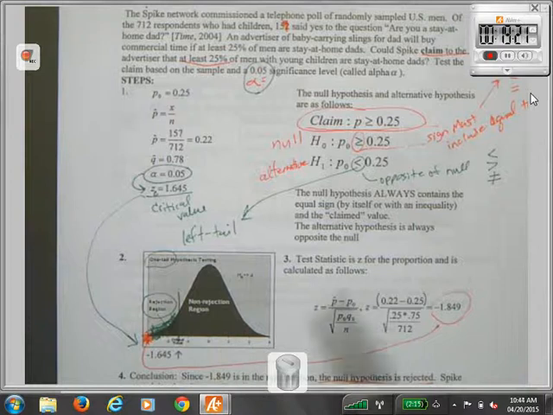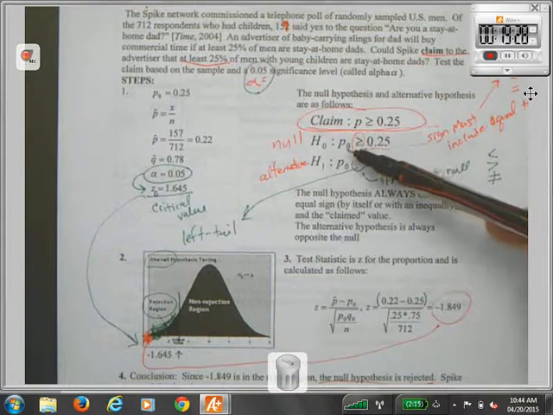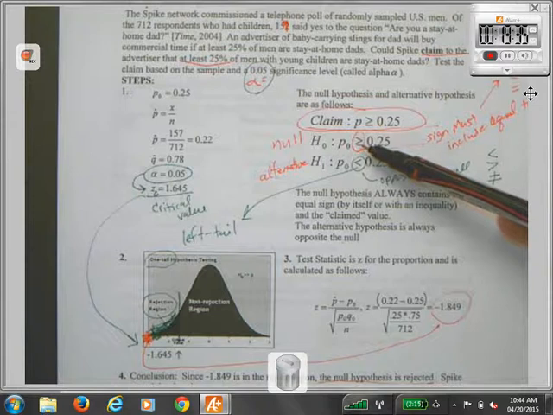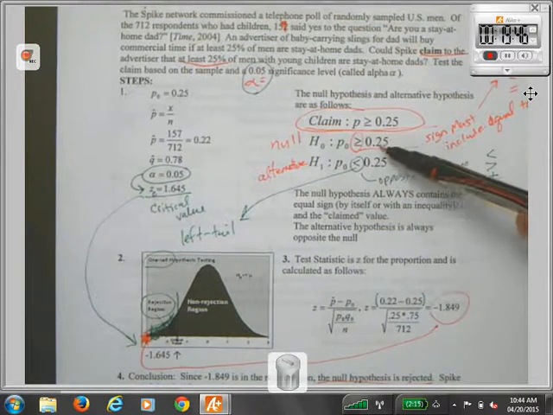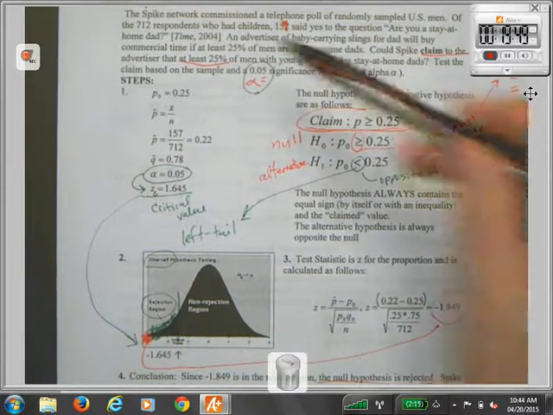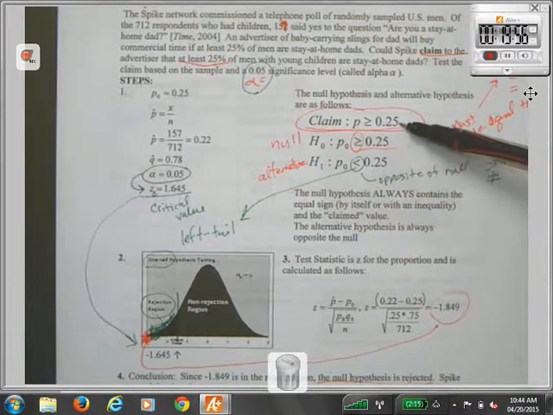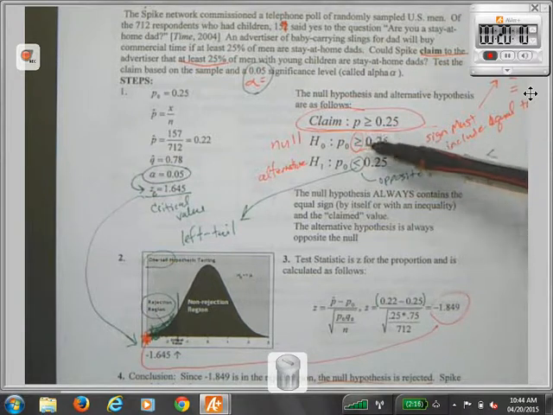So let's go back and look at what we're rejecting. We are rejecting that the proportion of men who say they're stay-at-home dads is greater than or equal to 25%, or at least 25%. We are rejecting that. We say no, that's not true. The sample that we have says no, that's not true. Now matching that to the claim, since the claim and the null are matching, we are also rejecting the claim. Sometimes it'll be just the opposite. It just depends on what's going on in the problem and what all your inequalities are. In this case, because we are rejecting the null, we are also rejecting the claim because they're the same.